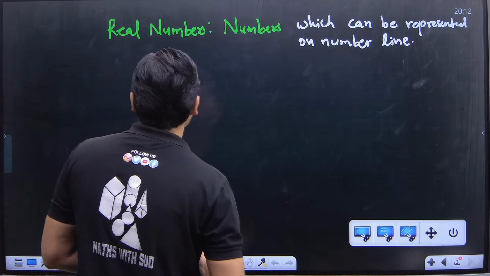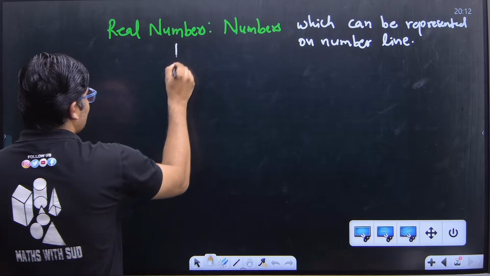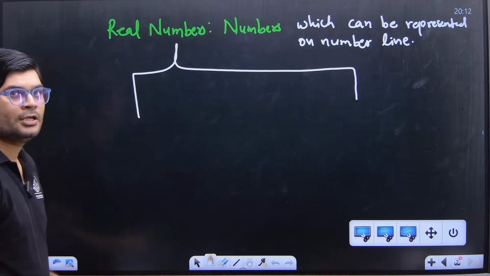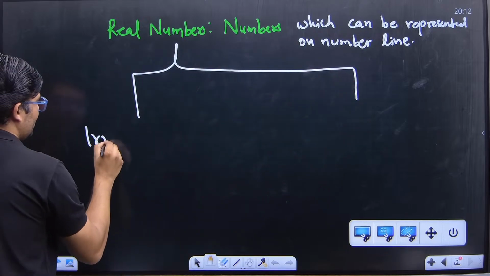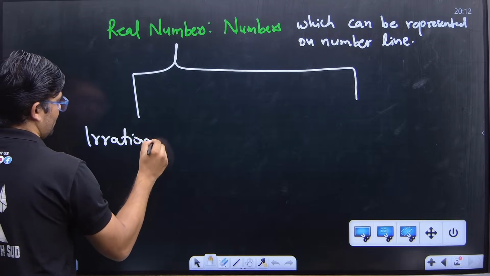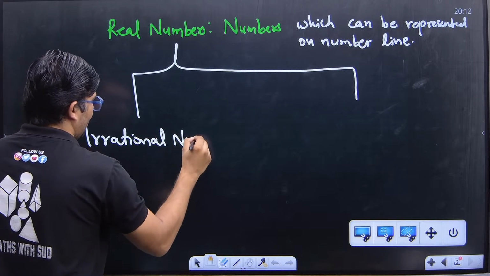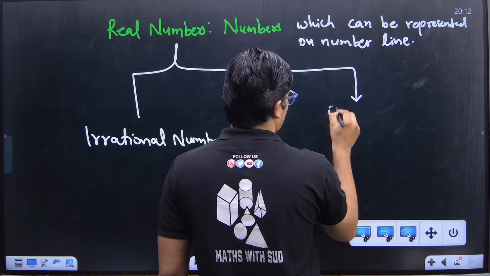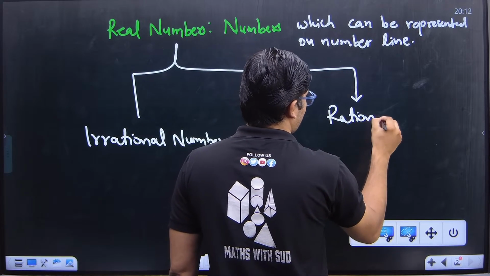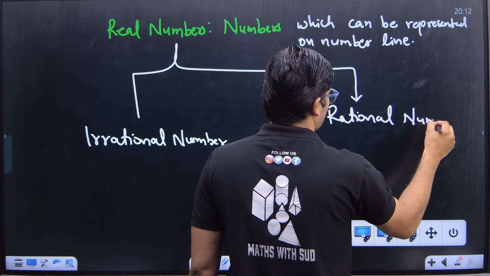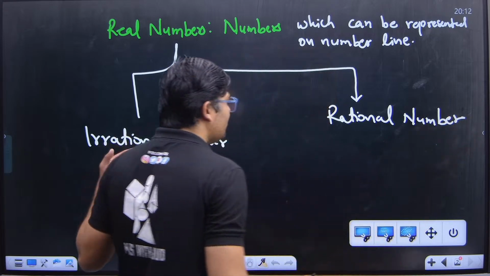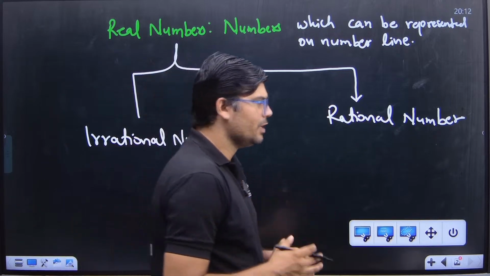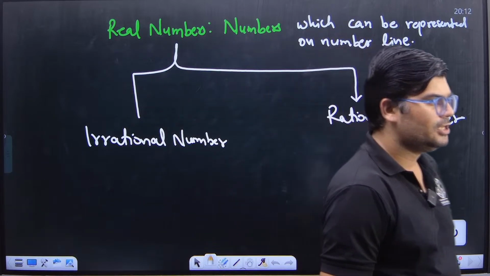Real numbers we will consider in two categories. The first category is irrational numbers, and the second category is rational numbers, which you are already aware of. Before going to irrational numbers, first we will understand rational numbers, so that you will understand irrational numbers in just one go.